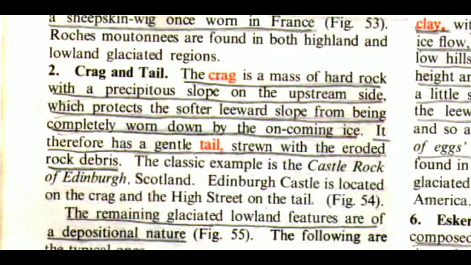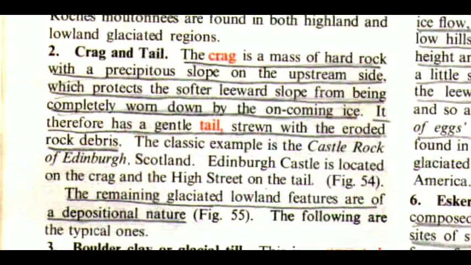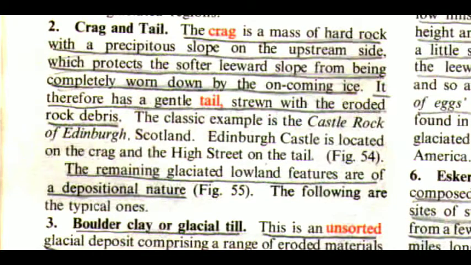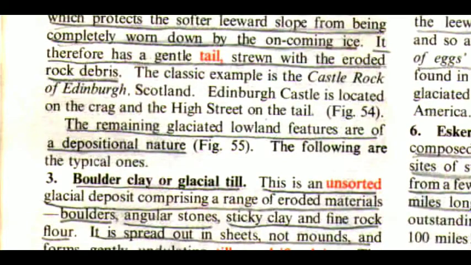The second one is crag and tail. The crag is a mass of hard rock with a precipitous slope on the upstream side, which protects the softer leeward slope from being completely worn down by the oncoming ice. It therefore has a gentle tail strewn with the eroded rock debris. The classic example is the Castle Rock of Edinburgh, Scotland. Edinburgh Castle is located on the crag and the High Street on the tail.